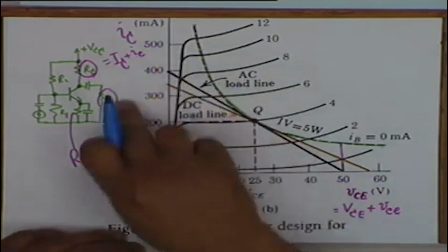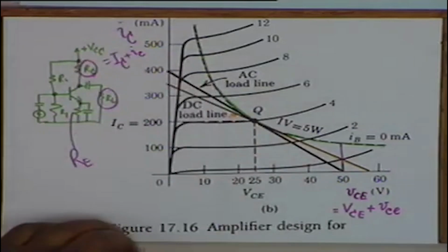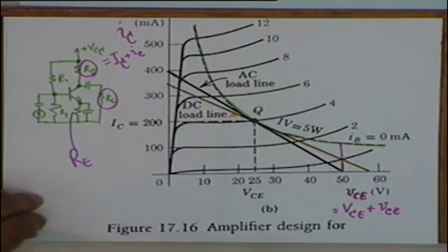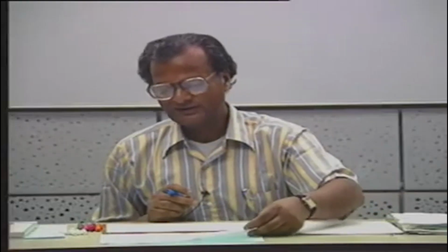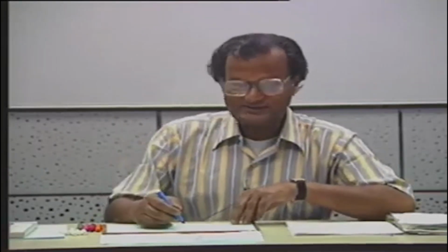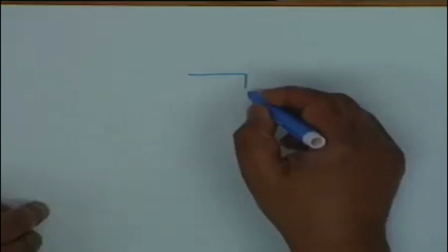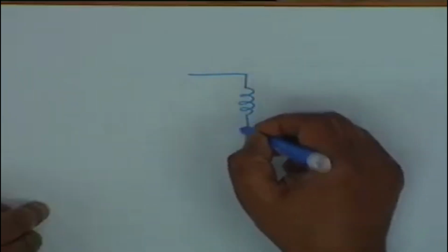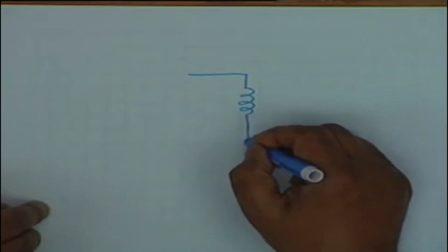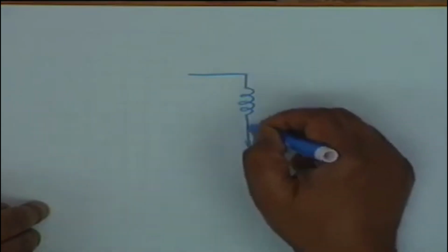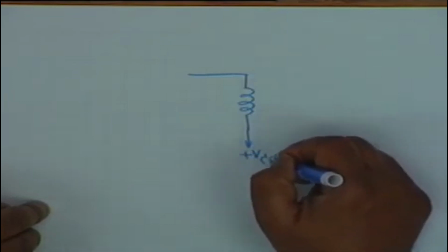If you couple the load to the transistor through a transformer, then you derive 3 benefits. But before looking at the benefits, let's look at the circuit. The circuit is like this. Instead of an RC, what you have is a transformer primary in the collector circuit. This goes to plus VCC.